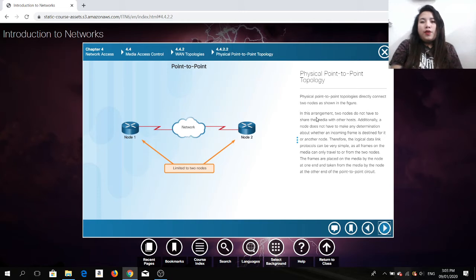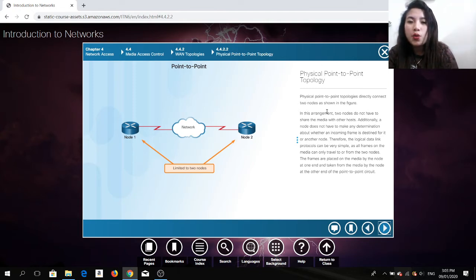What is a physical point-to-point topology? Physical point-to-point topologies directly connect two nodes as shown here in the figure. In this arrangement, two nodes do not have to share the media with other hosts. Additionally, a node does not have to make any determination about whether an incoming frame is destined for it or another node. Therefore, the logical data link protocols can be very simple, as all frames on the media can only travel to or from the two nodes. The frames are placed on the media by the node at one end and taken from the media by the node at the other end of the point-to-point circuit.